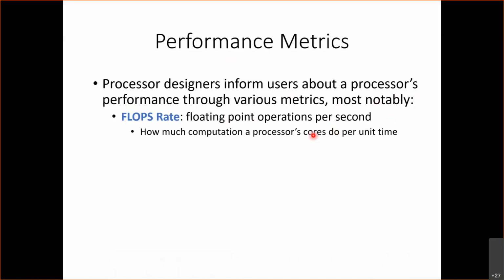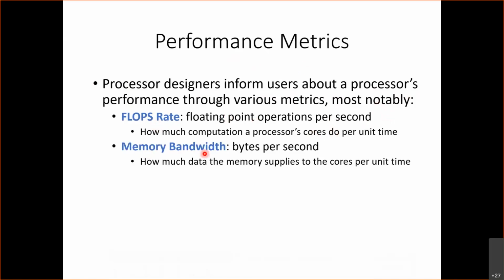Okay, I may not achieve this rate, but this is basically the maximum rate that I can achieve if everything else is perfect. Similarly, we are also told about the memory bandwidth of a processor, or in other words, the number of bytes per second that a processor's memory can supply to the cores of this processor.